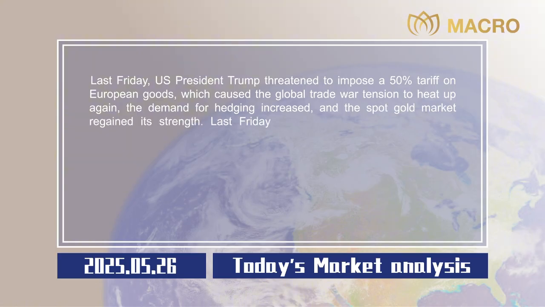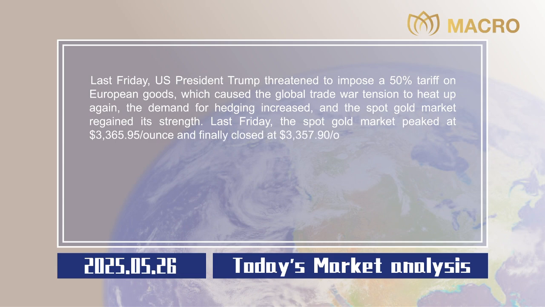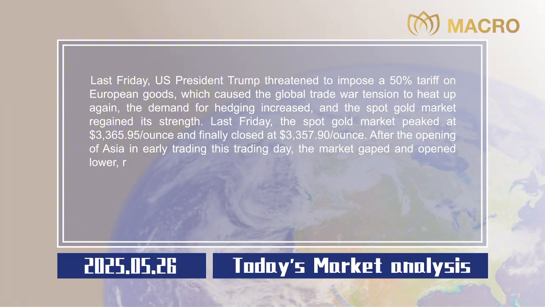Last Friday, the spot gold market peaked at $3,365.95 per ounce and finally closed at $3,357.90 per ounce. After the opening of Asia and early trading this trading day, the market gapped and opened lower, reaching a low of $3,331.56 per ounce and currently trading at $3,348.